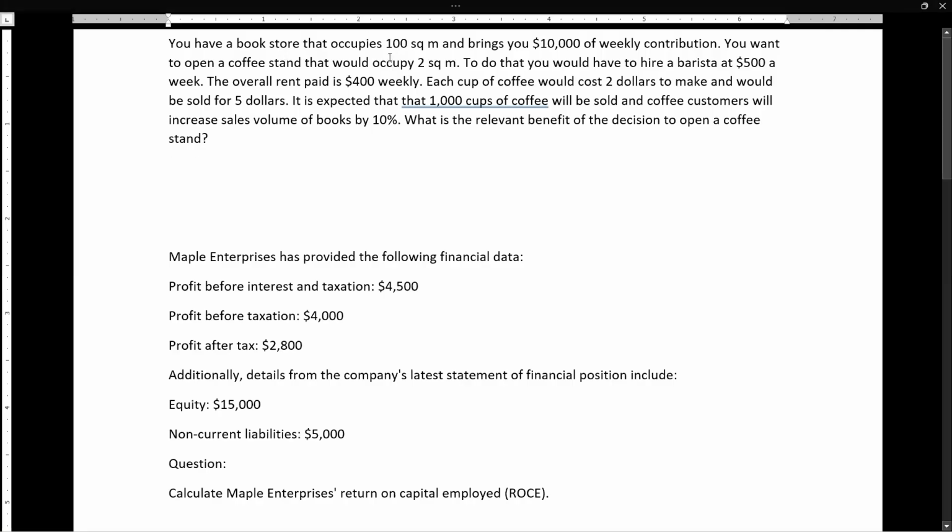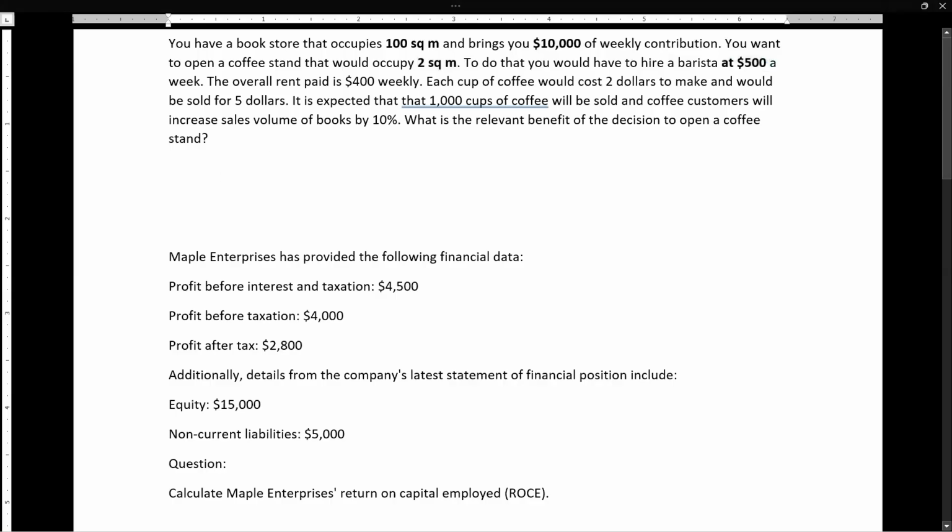We have a bookstore that occupies 100 square meters and brings about 10,000 of weekly contribution. You want to open a coffee stand that would occupy 2 square meters. To do that, you would have to hire a barista at $500 a week.